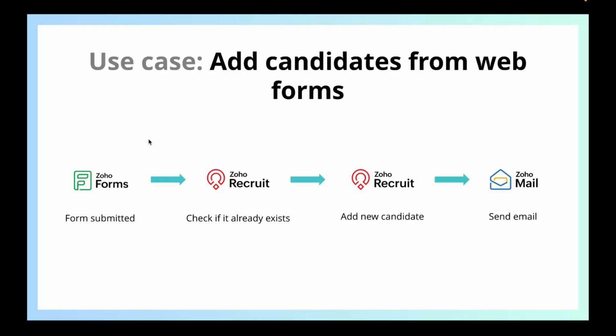But here's the catch. You only want it to be added if they are new to Zoho Recruit. That means if their entry is already there, you don't want it to be added again because it would be a duplicate. And finally, you also need to send an email to the candidate informing them that they have been added, their submission has been received, and that we'll contact them in case we are interested. Now let's see how this is built in Zoho Flow.